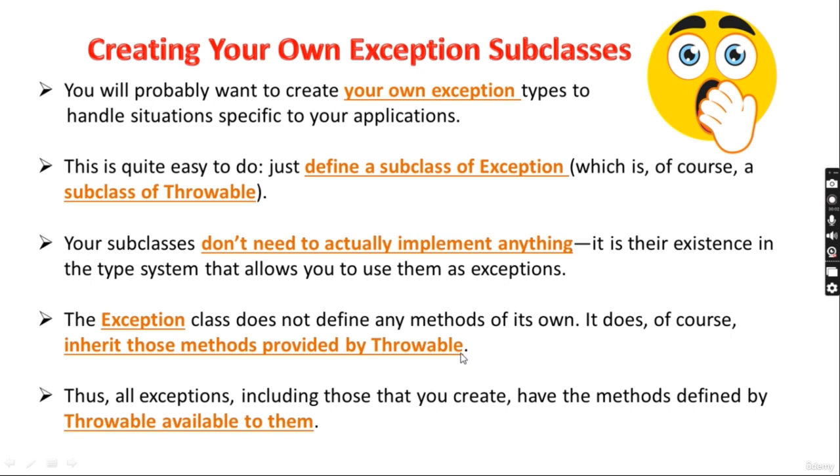The Exception class does not define any methods of its own. It does of course inherit those methods provided by Throwable. Exception is from Throwable, so whatever you are writing, that exception class inherits all those methods from the Throwable class. All exceptions, including those you create, have the methods defined by Throwable available to them. When you extend the Throwable class, you have all the methods of Throwable to be used by your own code.